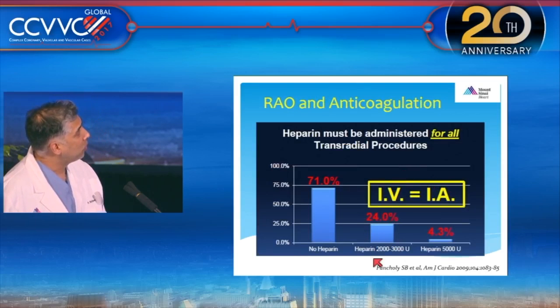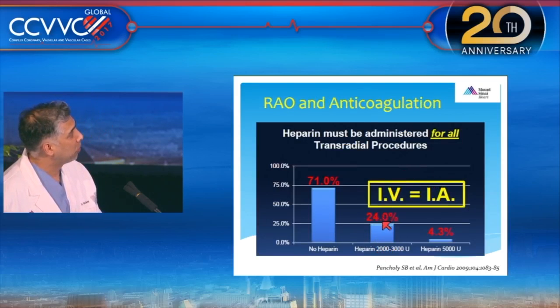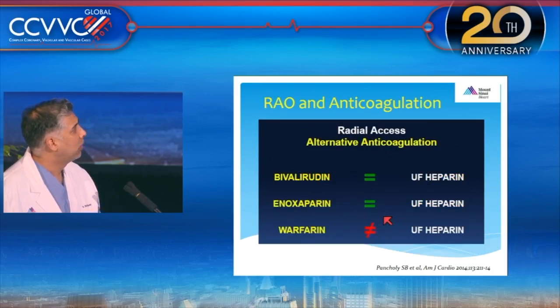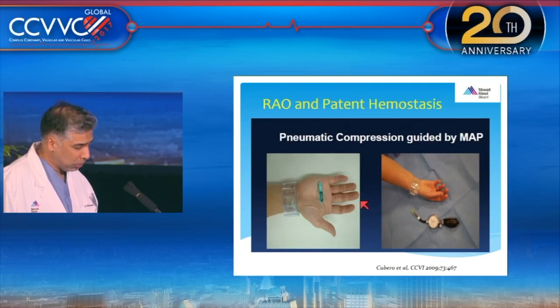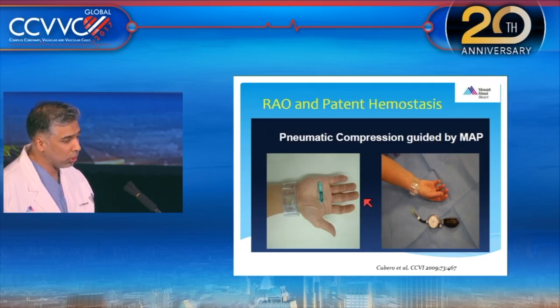Full anticoagulation, we used to think intermediate heparin was sufficient, but there were still high rates of occlusion compared to full anticoagulation, so that's critical. If people are on warfarin, that's not sufficient. Even if they have therapeutic INRs when they get their procedure, they still need additional heparin. This is something called patent hemostasis, which many of you probably have heard of. It's important that we don't occlude the artery when we compress it.